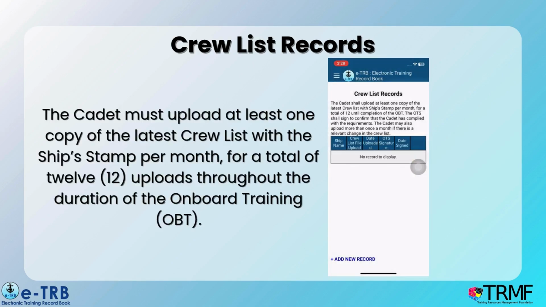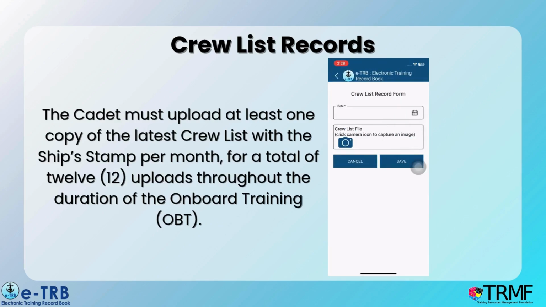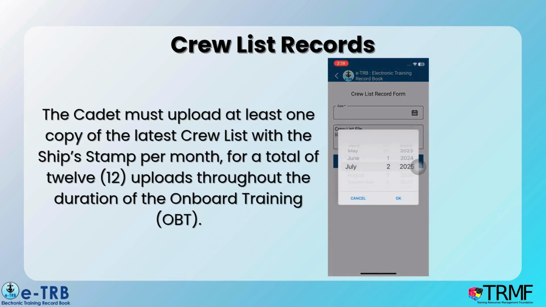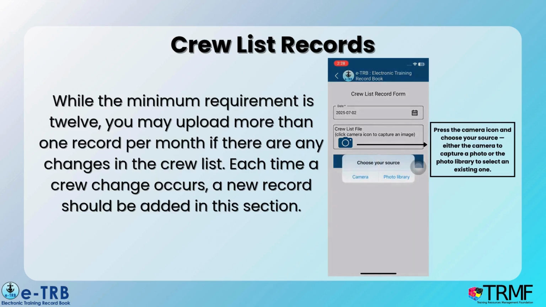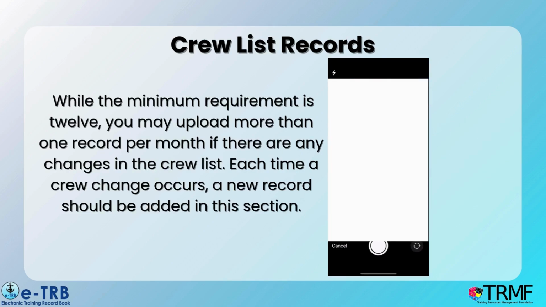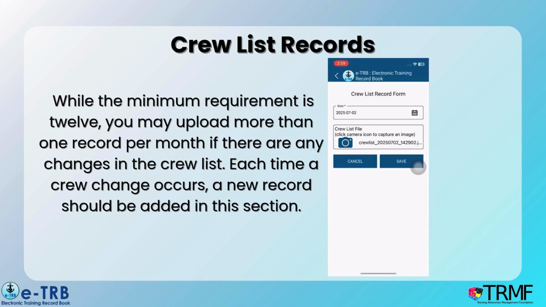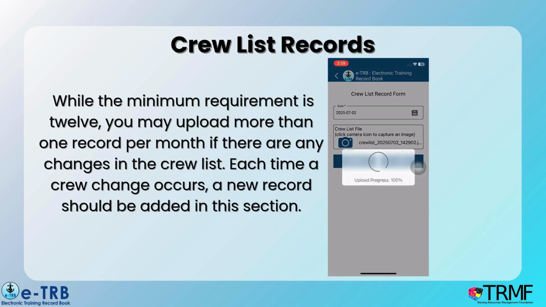The cadet must upload at least one copy of the latest crew list with the ship's stamp per month, for a total of 12 uploads throughout the duration of the onboard training. While the minimum requirement is 12, you may upload more than one record per month if there are any changes in the crew list. Each time a crew change occurs, a new record should be added in this section.